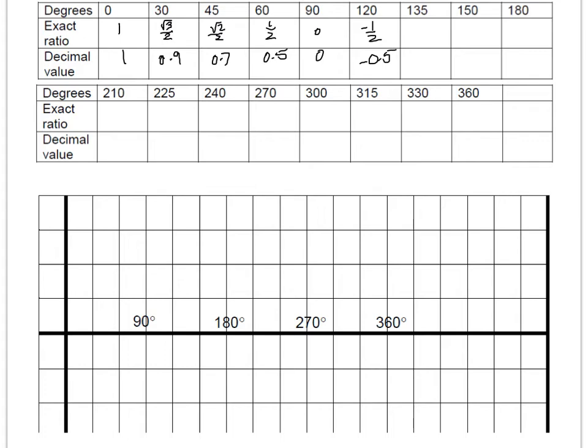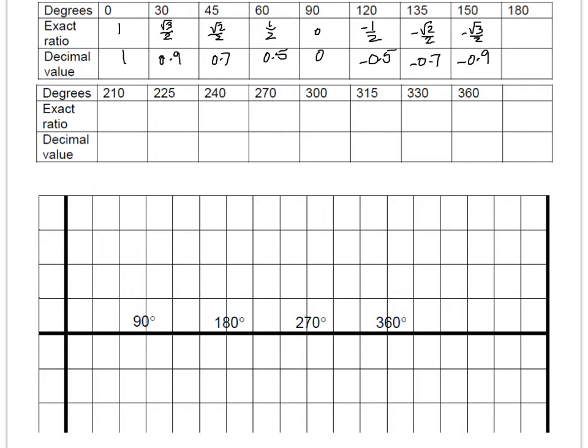135 is 180 minus 45, so the reference is 45. Cos in the second quadrant is negative, so it's going to be negative square root of 2 over 2, which is -0.7. 150 is 180 minus 30, so the reference is 30, so it's going to be negative square root of 3 over 2, which is -0.9.